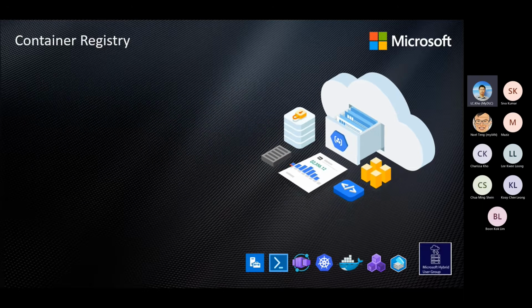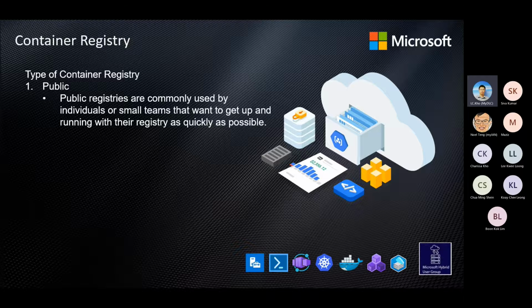On top of that, there are a few types of container registry. The first is of course the public type. Public container registries are commonly used by individuals or teams who want to get their registry up and running as quickly as possible. Some of the famous public container registries are Microsoft, Docker, and Kubernetes IO.